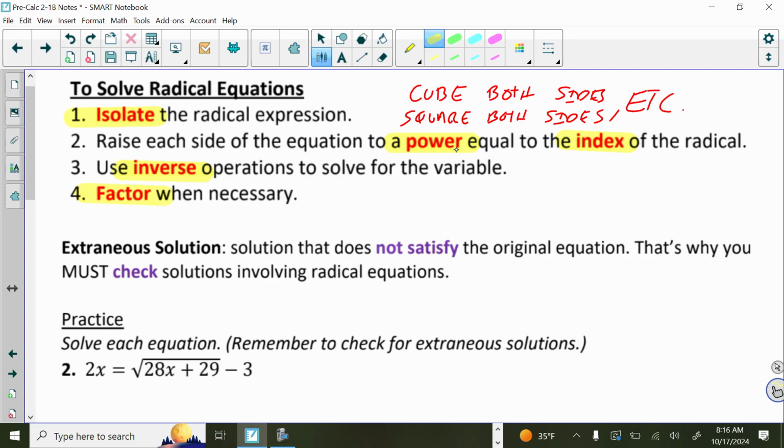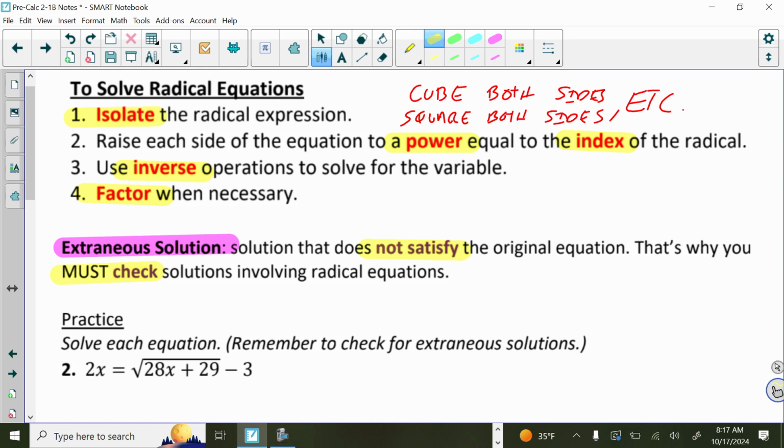Okay, so let's go through a couple of these. But first, let's talk about extraneous solutions. Okay, extraneous solutions, these are solutions that do not satisfy the original equation. That's why you must check all of our solutions involving radical equations. Pretty easy, you just plug it back in the equation and go.